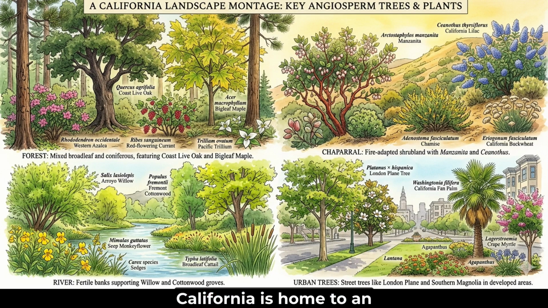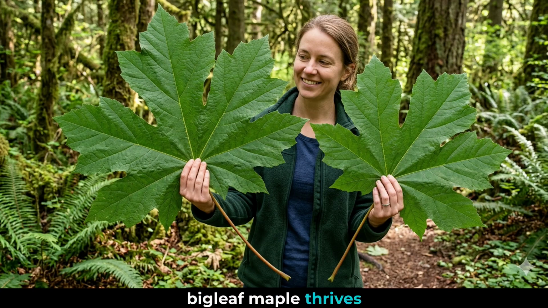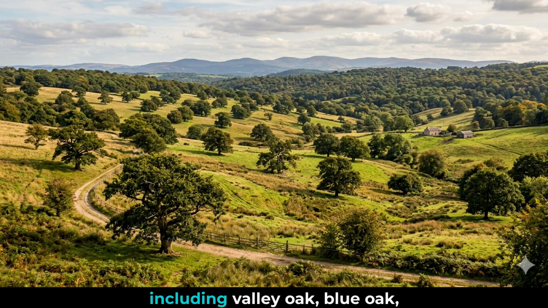California is home to an incredible diversity of angiosperms, which dominate many ecosystems. In the northern forests, big leaf maple thrives in moist soils, producing large leaves that capture sunlight efficiently. California oaks, including valley oak, blue oak, and coast live oak, form extensive woodlands that provide shelter and food for wildlife.